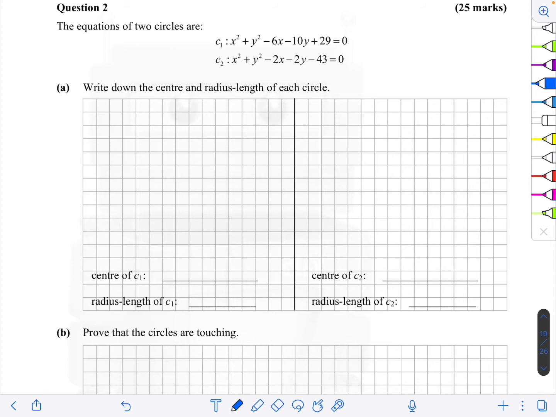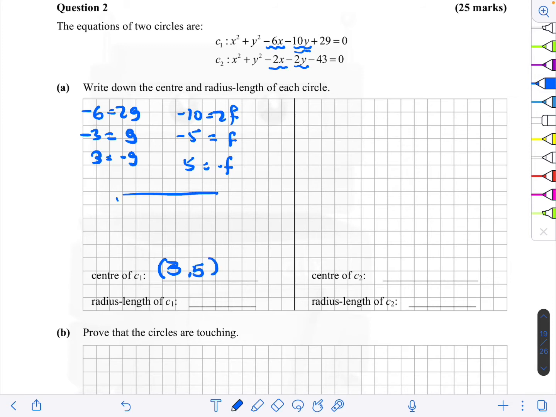So we always start with taking the coefficients of the x and the coefficients of the y, and we'll start with circle number 1. So we have minus 6 equals 2g. So g equals minus 3. We're looking for minus g, that equals 3. So I know that the x of the center is 3. And then I do the same for the y. So minus 10 equals 2f. f equals minus 5, and then minus f equals 5. So we have the center is (3, 5).